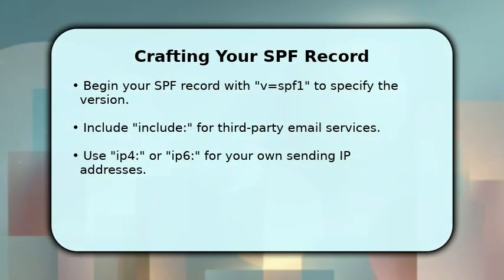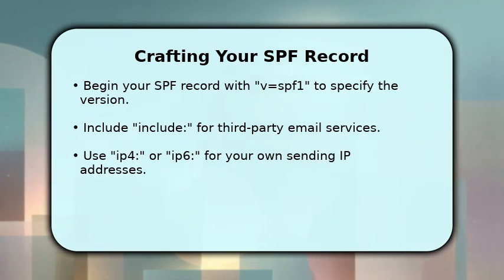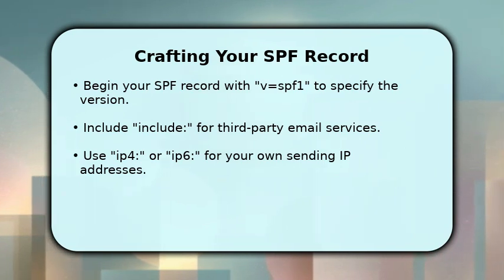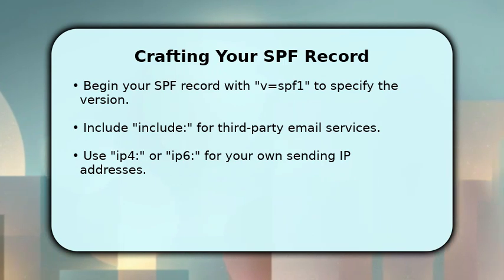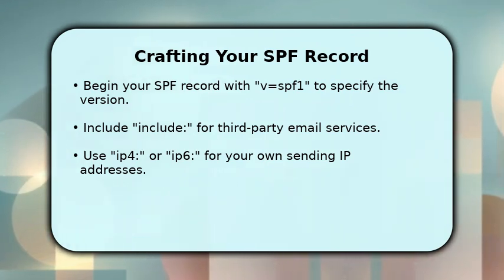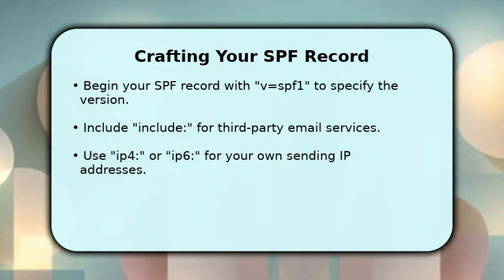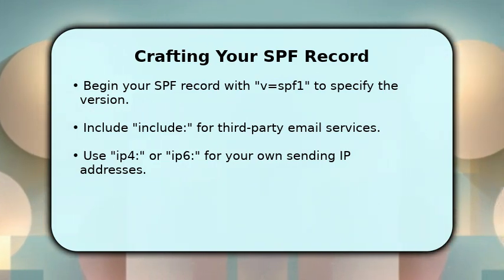Now let's craft your SPF record. Every record must start with v=spf1 to declare the SPF version. Then list all authorized senders. For third-party services like MailChimp or Google Workspace, use the include mechanism followed by their SPF domain. If you send email from your own servers, specify their IP addresses using ip4 or ip6. Be thorough to avoid legitimate emails being marked as spam.